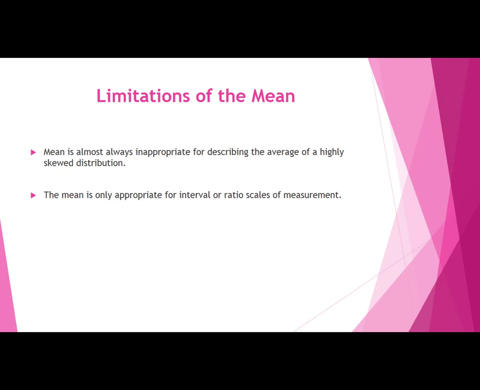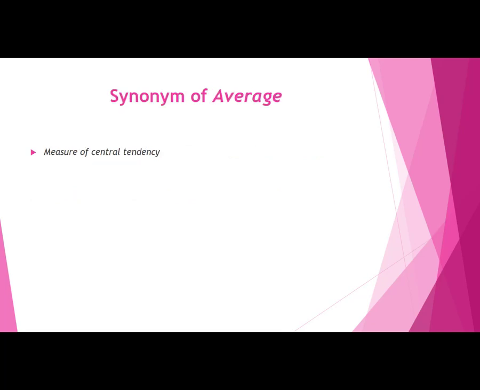Okay? The mean is only appropriate for interval or ratio scales of measurement. Remember that from the last part A of the textbook, when we talked about levels of measurement, scales of measurement, interval and ratio, because it's equal spaces between. So that's the only time you can use a mean. Another term you might hear for average is also measure of central tendency. It means the same thing.